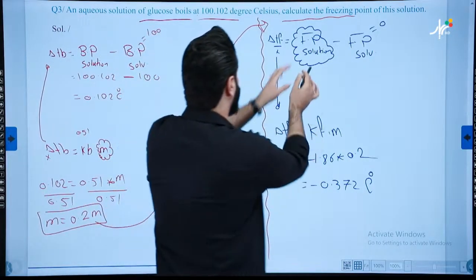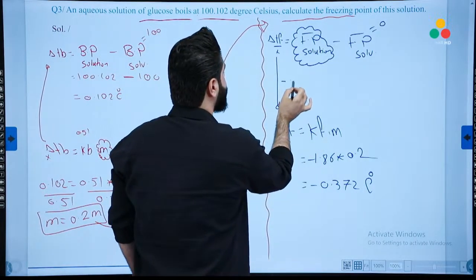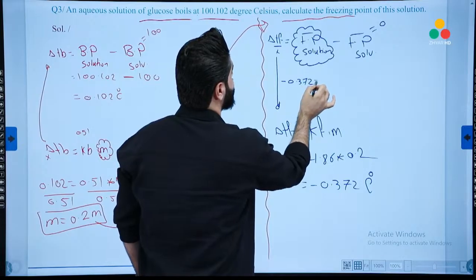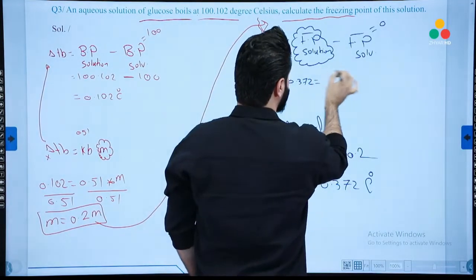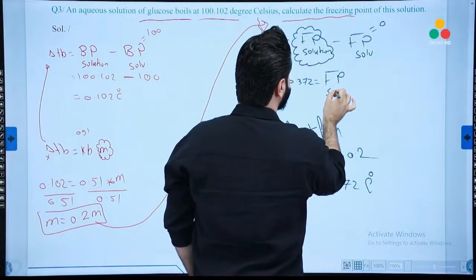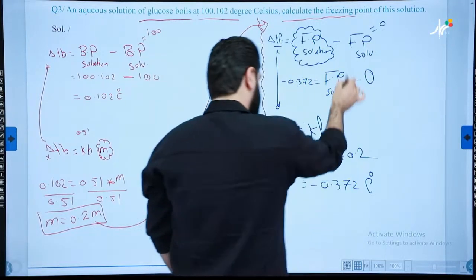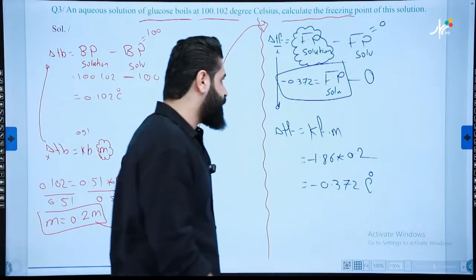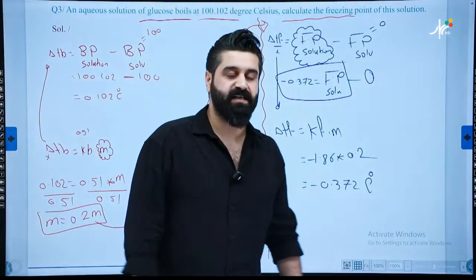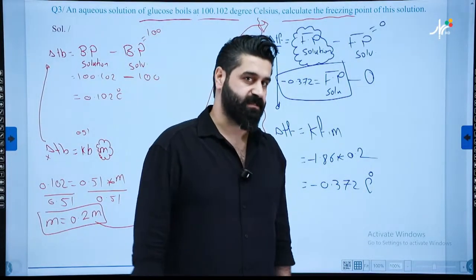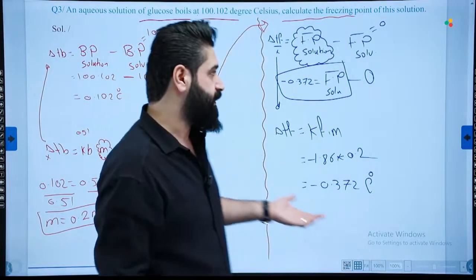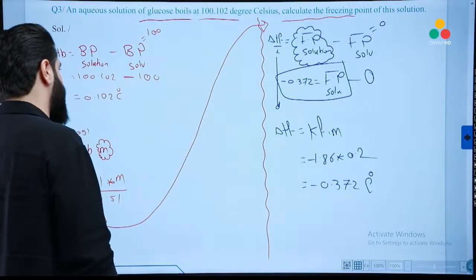Now bring this to here. So delta TF is negative 0.372 equals freezing point of solution, which is the unknown, minus freezing point of the solvent, which is 0. So you'll get the same number. Anything subtracted by 0 will stay the same because 0 has no value. It doesn't change anything.